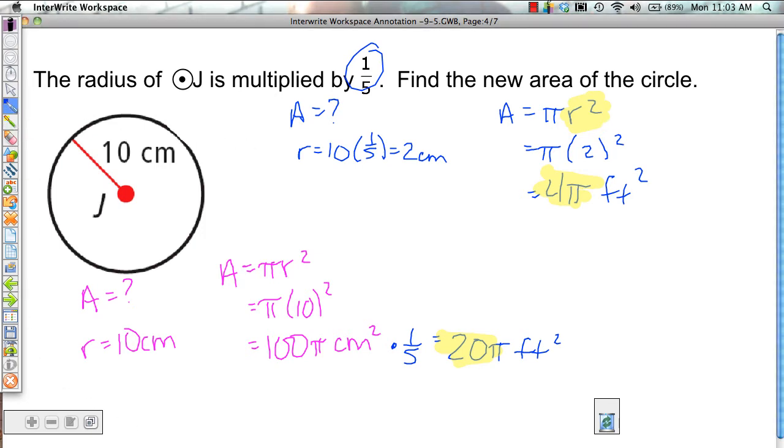So we could still take this 100 pi centimeters, multiply by 1 radius, and that would give us an answer of 4 pi feet squared. So you need to pay attention to how many of the dimensions are changing. For every dimension that's changing, you need to multiply by that scale factor.